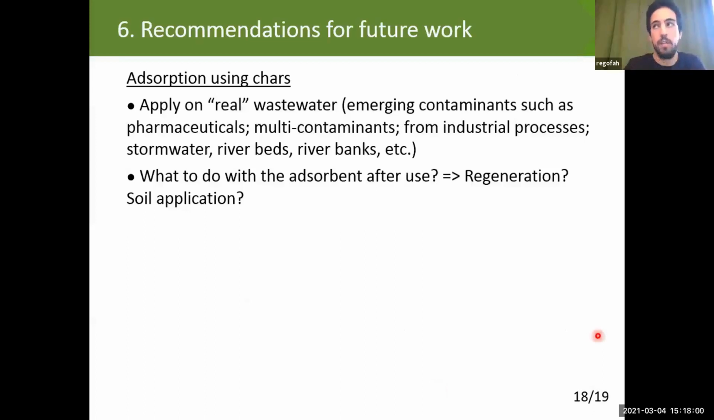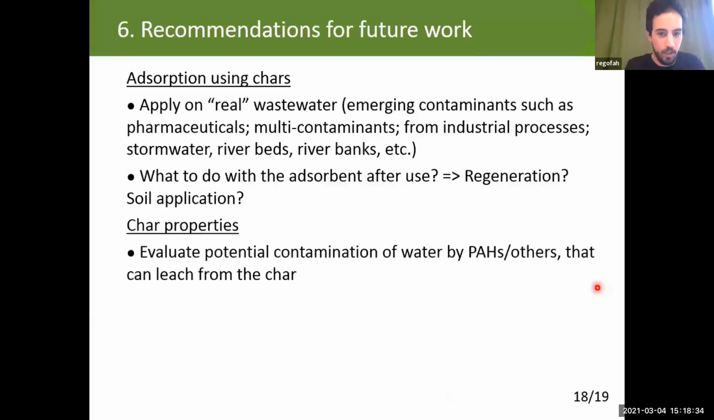Would you regenerate it through a thermal process? Would you apply HTC or try to desorb it with some solvent? Or could you even apply it to soil? Maybe not with the dye in the char, because maybe you end up with blue soil or blue potatoes. But if you're adsorbing, for example, phosphorus, and you apply it to the soil after, maybe it can have a positive effect. So that's a cascaded use of the char, and that's really an interesting way to go with char.